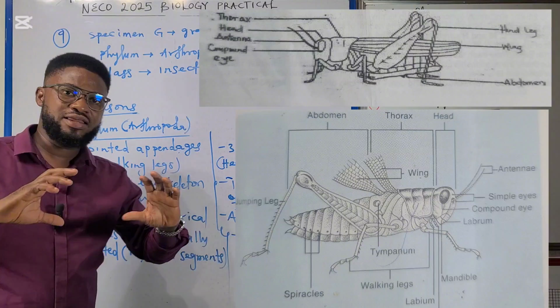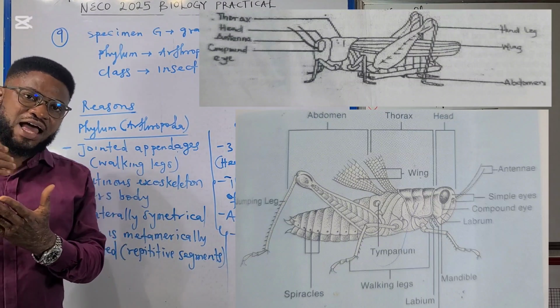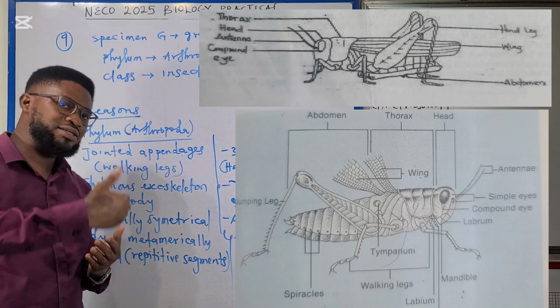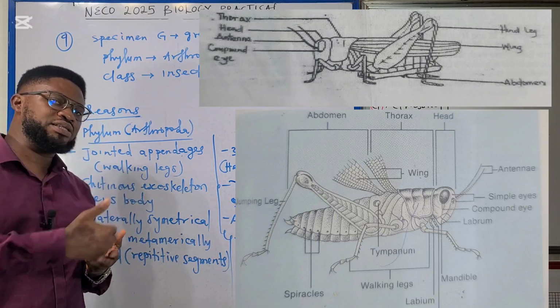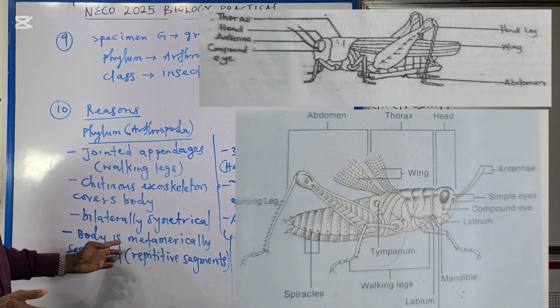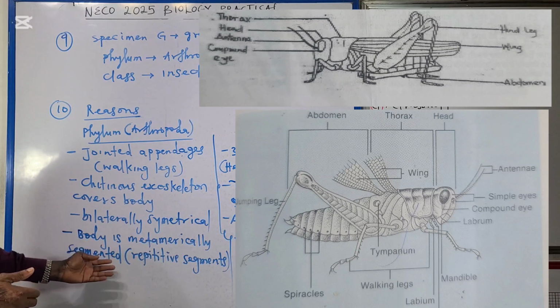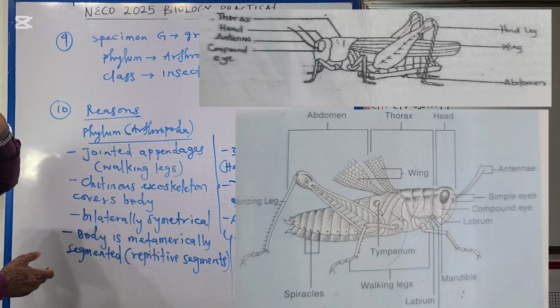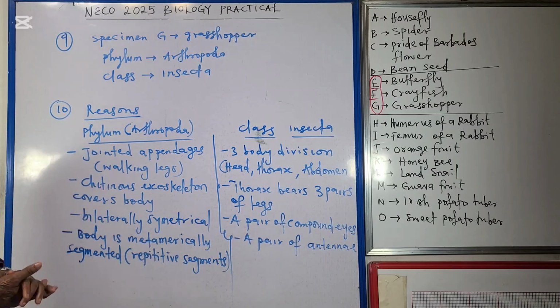If you look at the diagram, immediately after the thorax, you have repetitive segments. When a segment is repetitive like that, we say it is metamerically segmented. That's why we are classifying specimen G into the phylum Arthropoda.